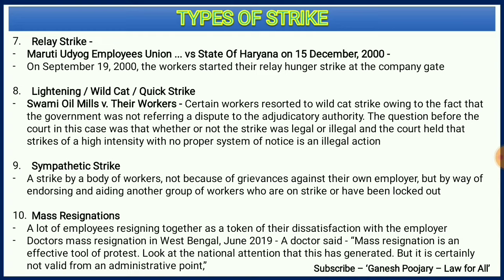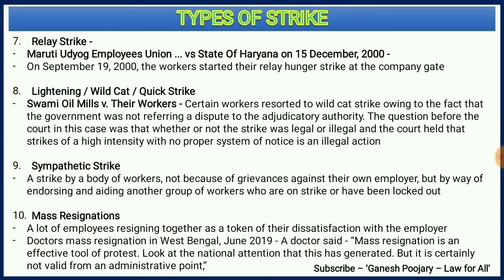The eighth type is lightning, wildcat or quick strike. These strikes are not planned. On a particular issue, suddenly they start the strike and every workman comes and joins them. That is called lightning or wildcat or quick strike, and these strikes are mostly illegal because they are not giving any notice. Now in public utility services, you have to give a minimum notice of 14 days, and in other industries, the standing orders control the number of days of notice for strike. In the case law Swami Oil Mills versus their workers, there was a lightning strike and it was held that because there was no notice, it was an illegal strike.